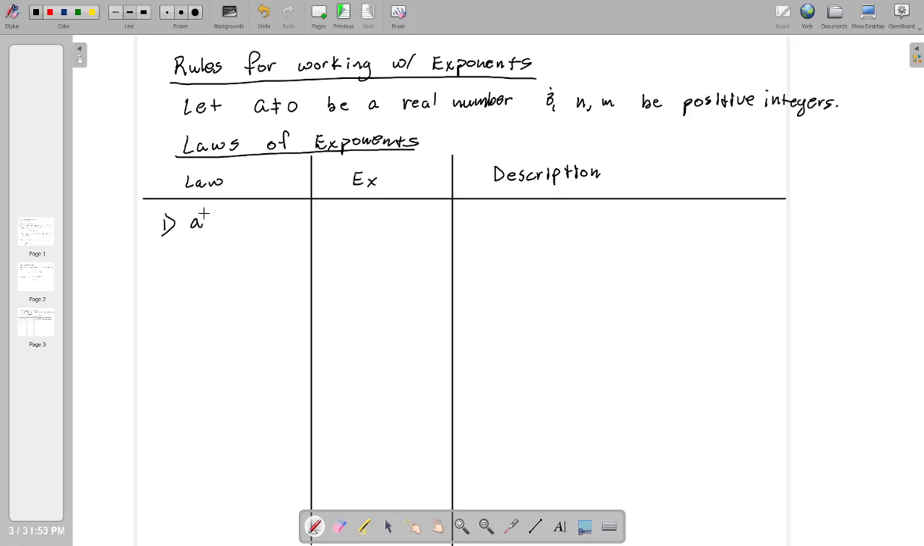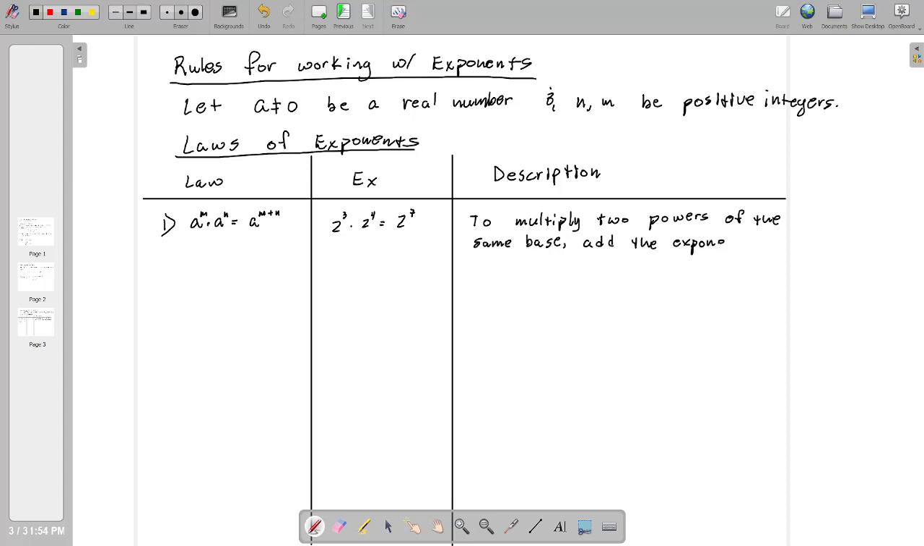One, a to the m times a to the n is equal to a to the m plus n. We have 2 to the 3rd times 2 to the 4th, equal to 2 to the 7th. All you have to do is add the exponents. 3 plus 4 is 7. To multiply two powers of the same base, all you do is add the exponents. Note that a is the same base here. The exponents are probably different. m and n aren't necessarily the same.